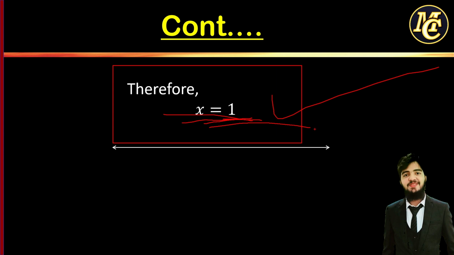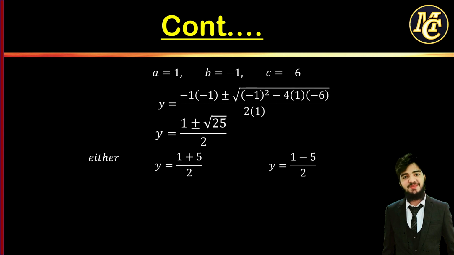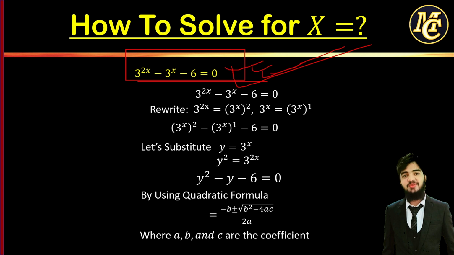And there you have it, folks. We have solved this equation 3 raised to power 2x minus 3 raised to power x minus 6 is equal to 0 using some simple math tricks and the quadratic formula.